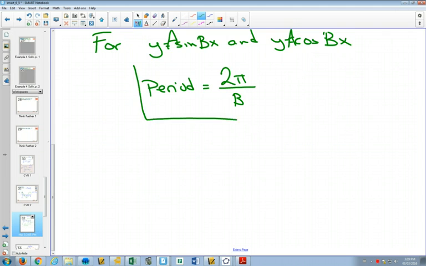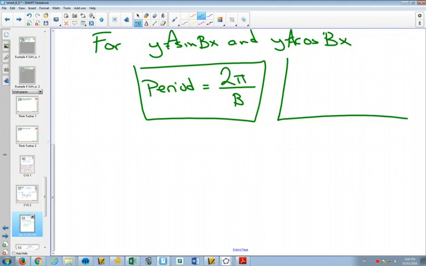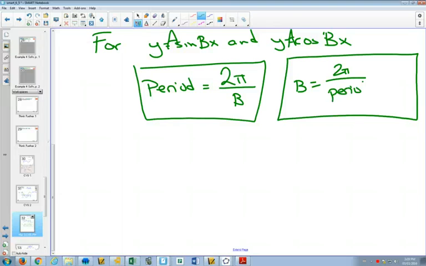And so this is a formula. It's not on your formula sheet, but some people like to memorize it, although you don't really need to because if you know how horizontal stretches and compressions work, it just happens naturally. If you rearrange this formula, you find out that the b value in your equation is always 2 pi divided by the period of the function.